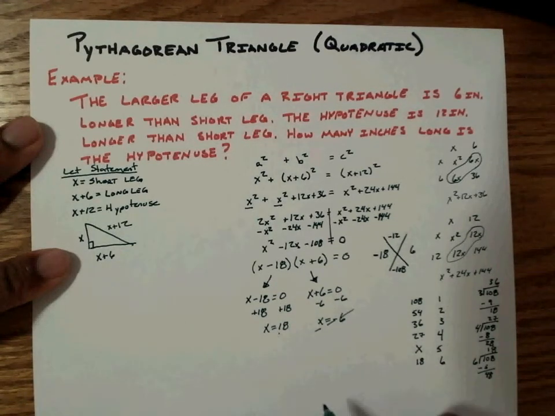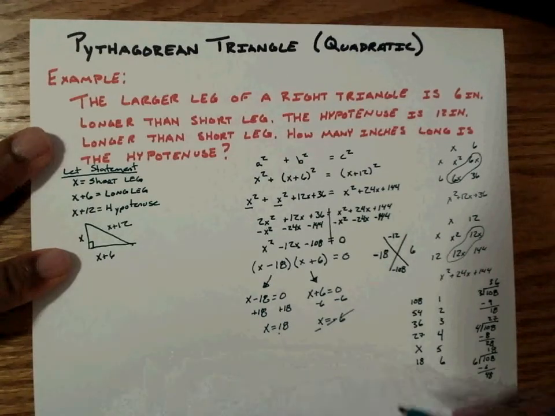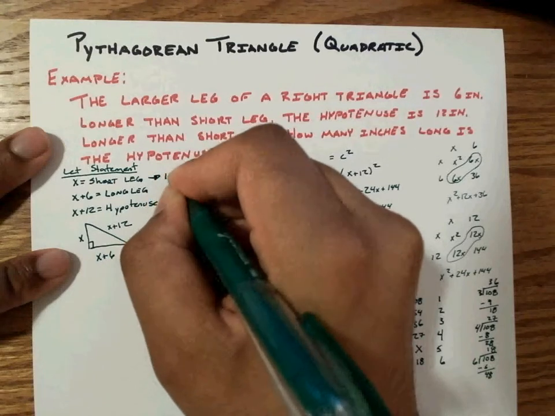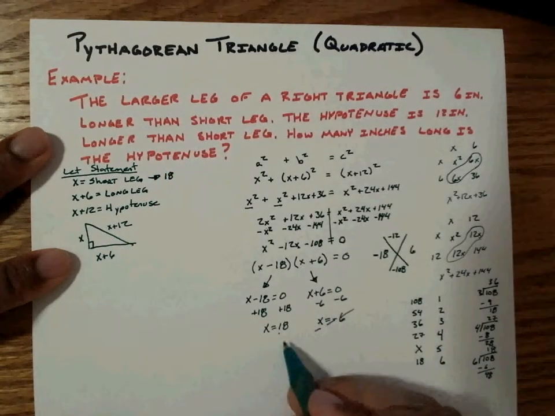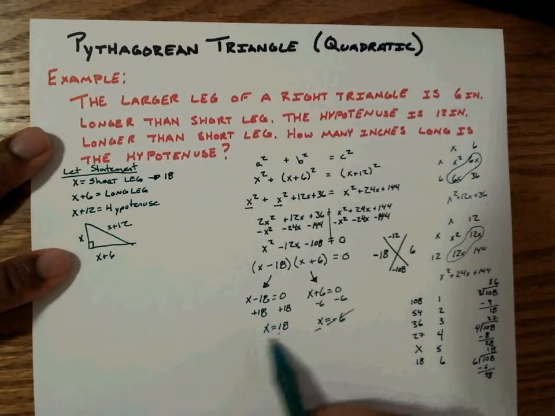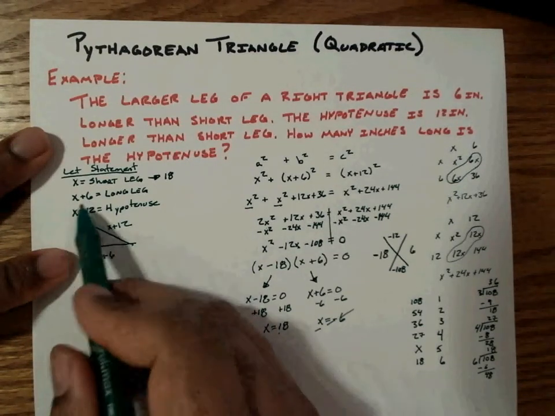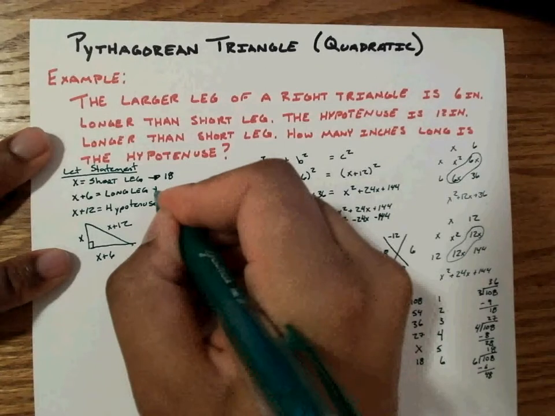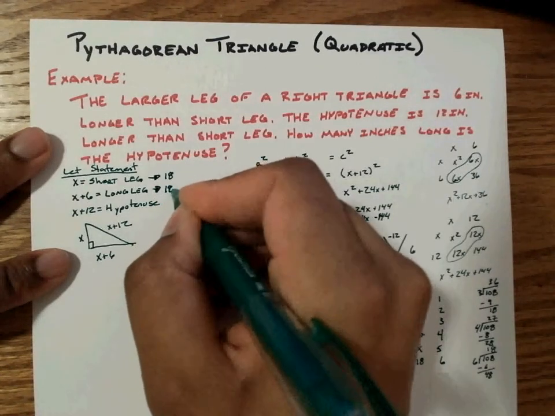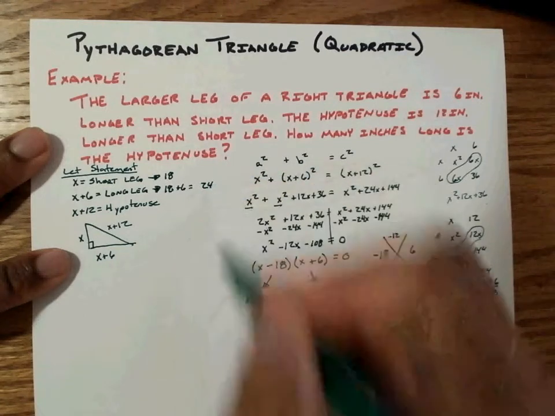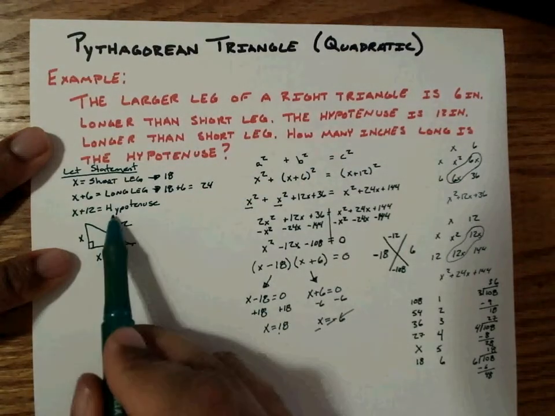So we know 18 is our solution. So we know the short leg is 18. We know that our long leg is x plus 6. So it needs to be 18 plus 6. So we're going to do 18 plus 6 is going to be 24.